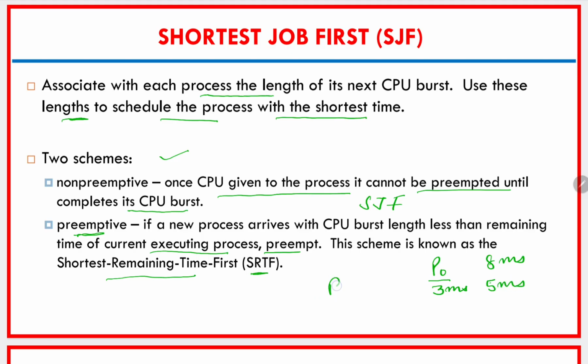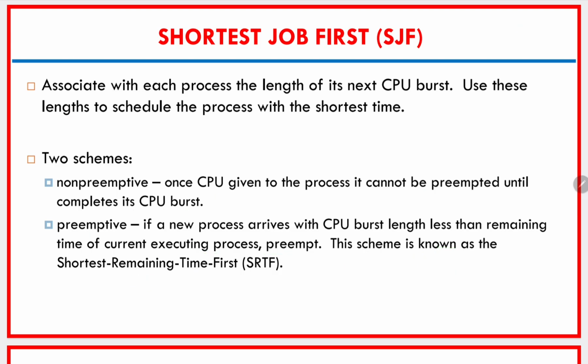In the meantime, another process enters the ready queue which needs the CPU for only 2 milliseconds. That is, its CPU burst time is 2 milliseconds. So if we compare, the pending time for process P0 is 5 milliseconds, and the CPU burst time requirement of P1 is 2 milliseconds. In that case, process P0, which had 5 milliseconds of CPU time left, is now preempted, and P1 will enter the running state and execute on the CPU. That is how the shortest remaining time algorithm works.